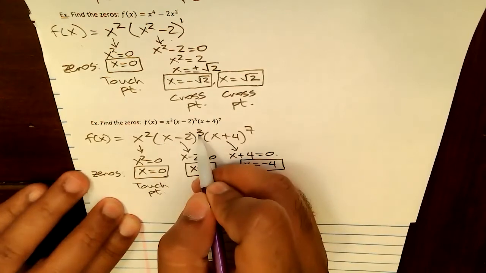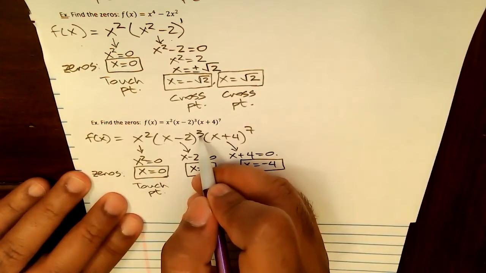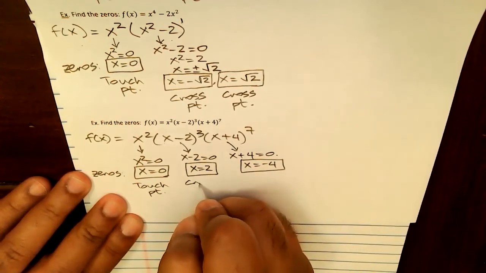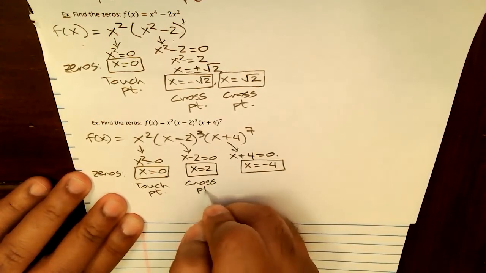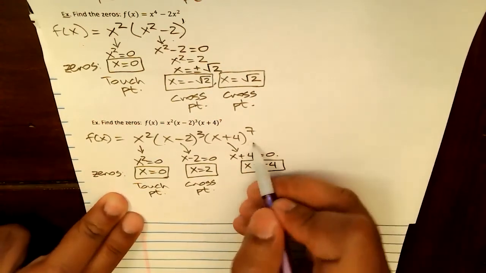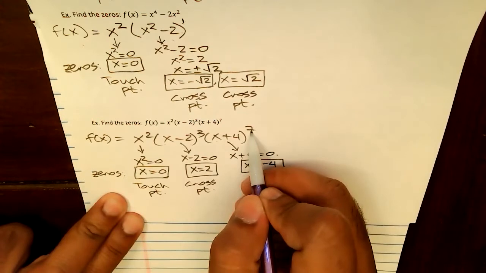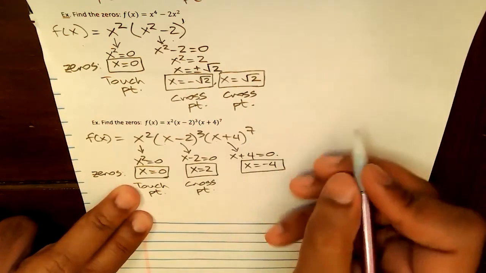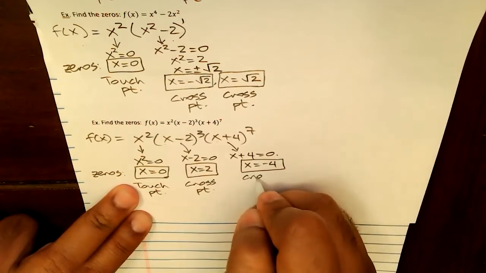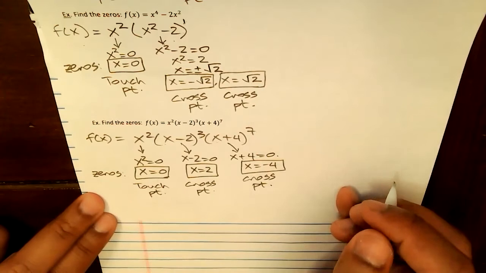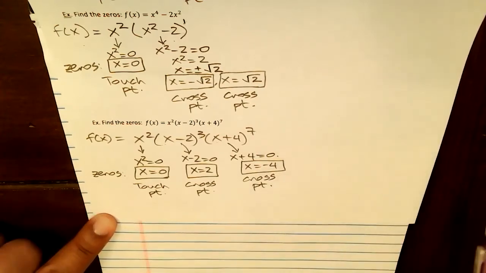The next one, the power was 3 on the factor, so that means it's an odd multiplicity. So that means at 2, it's going to cross the x-axis, so it's going to be a cross point. For the last one, again, it was power 7, so the multiplicity is 7, which is an odd number. So at the point negative 4, my graph is going to cross the x-axis as well.